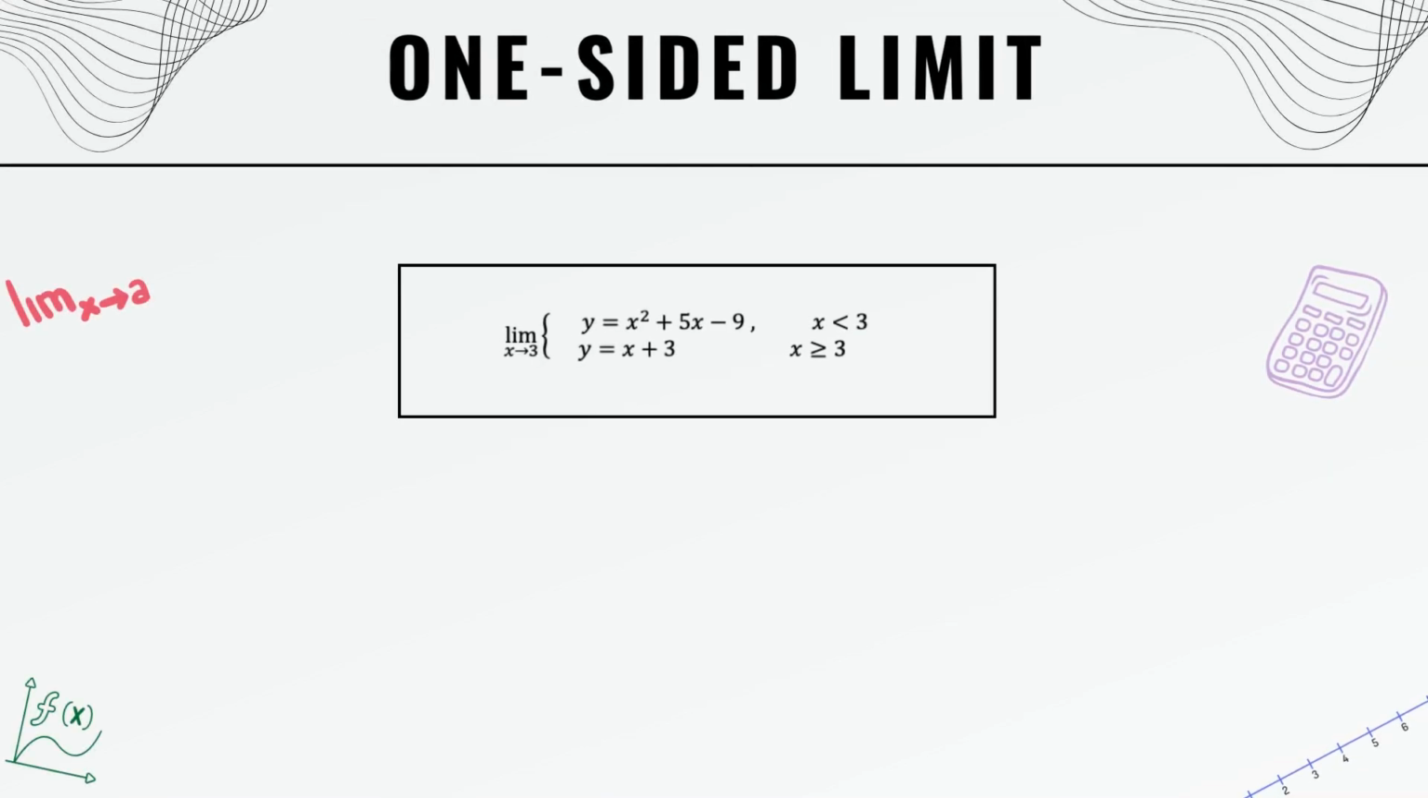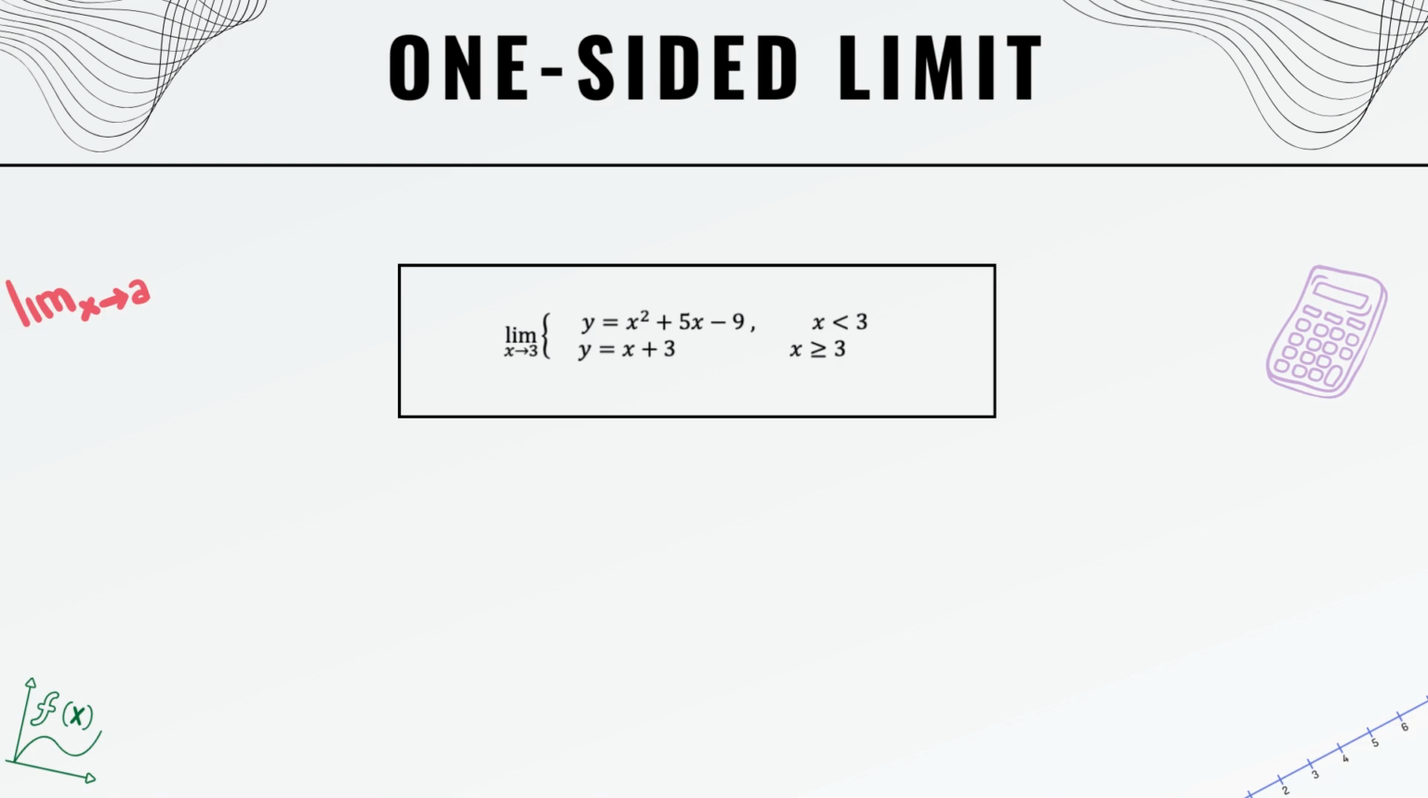In terms of one-sided limit calculation, it is identical to how we usually solve limits. We still have two traditional ways of solving, using a value table or solving it algebraically. Let's do this example using the two different methods I just mentioned. I have y equals x squared plus 5x minus 9 when x is smaller than 3, and y equals x plus 3 when x is greater or equal to 3. We need to solve for both right-handed limit and left-handed limit at 3 and determine if the limit exists at that point.